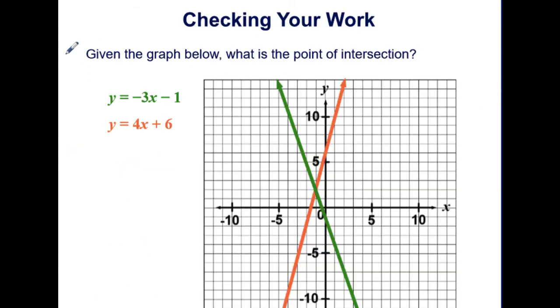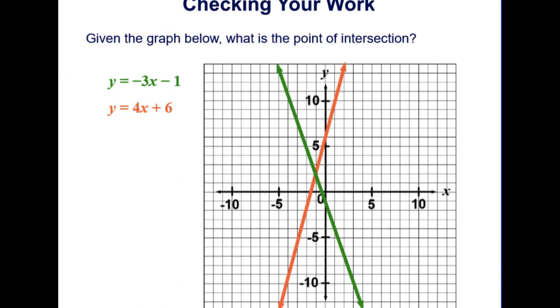For this problem, the two lines are already graphed, and it says, what is the point of intersection? Since they're already graphed, we can see that they're crossing at this point here at -1, 2. So that should be the solution.